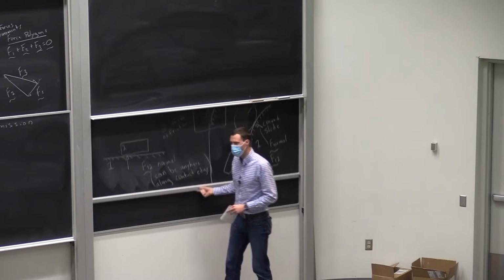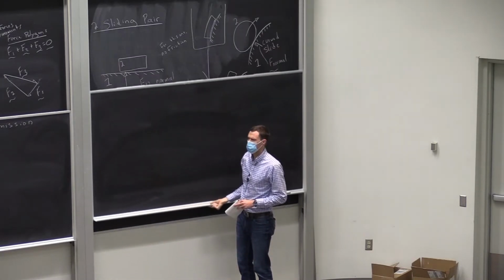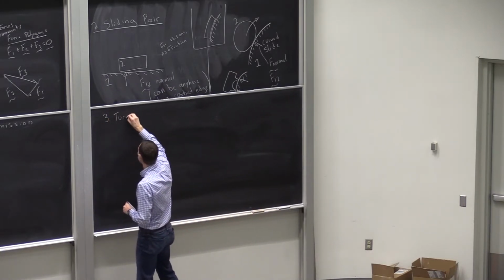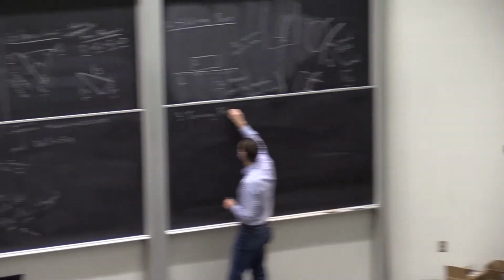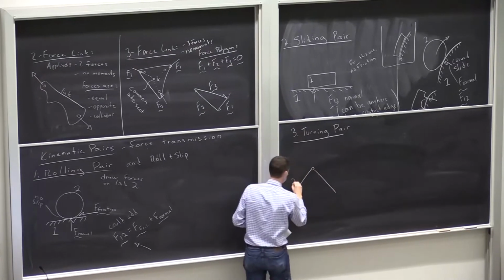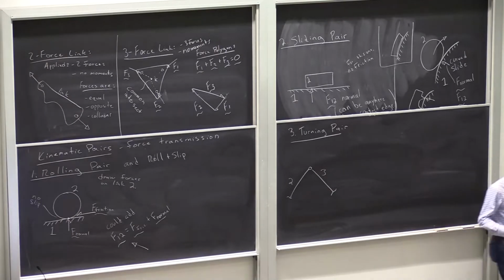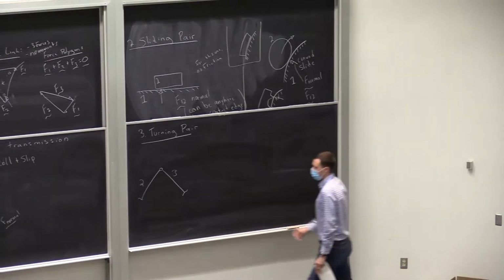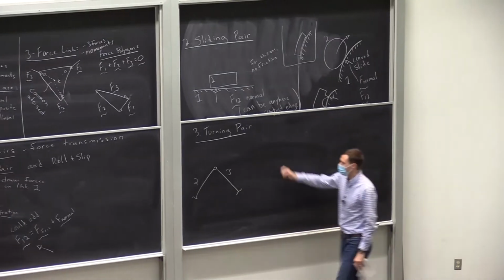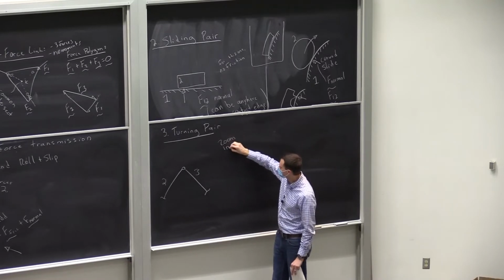Great. And our last one is the turning pair. Turning pair, in a way, is a simple one. So let's say we have links 2 and 3 connected by a turning pair. You'd say, how can they transmit a force between them? And what we're going to do here is zoom in on the bearing. Let's zoom in on what's going on there.